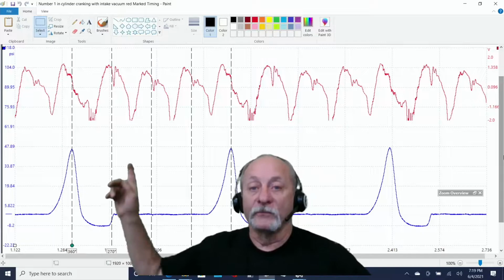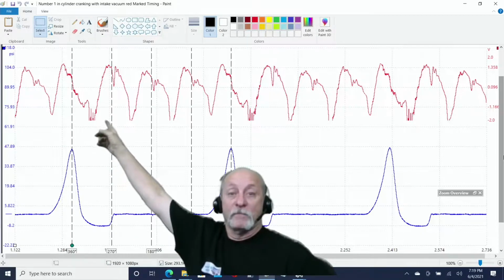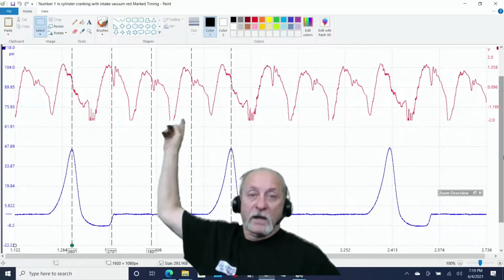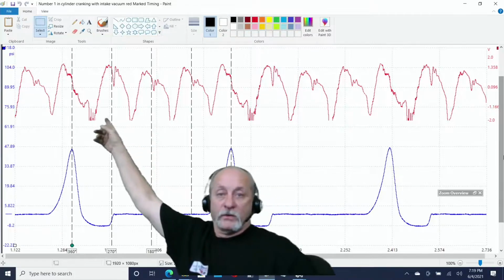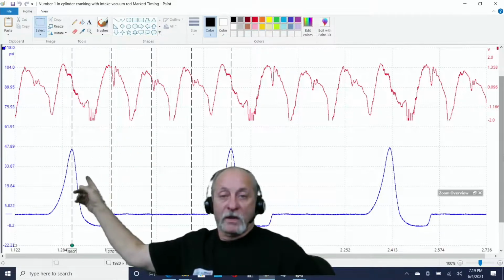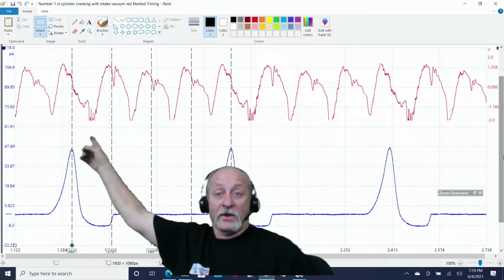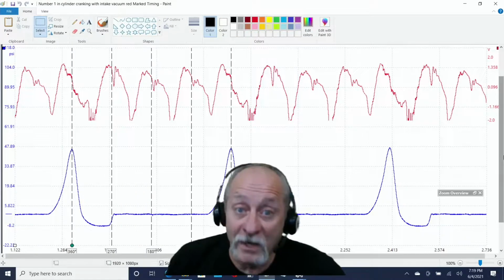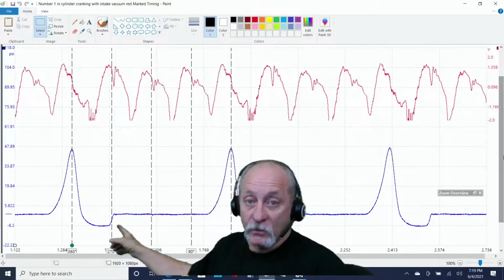Look up above. See the intake manifold waveform? That's manifold vacuum. And you can see that, although they're kind of clipped, we've got decent valleys here. But look at this one. When number one is coming up and has compression on it, can you tell that we're pushing those gases back into the intake? So we've definitely got an intake valve problem, but we've got a problem here too.